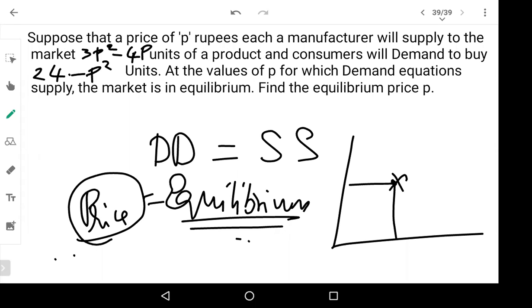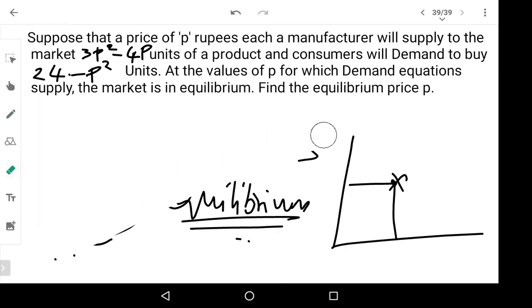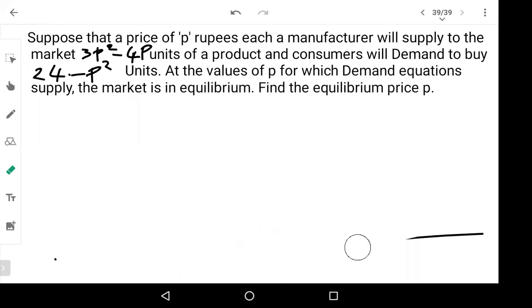They have given us the demand and supply in the form of equations: 3P square minus 4P units, and 24 minus P square units. So we just have to substitute the equations and find the answer. Very, very easy problem, but looking at the question, it looks difficult and complicated.